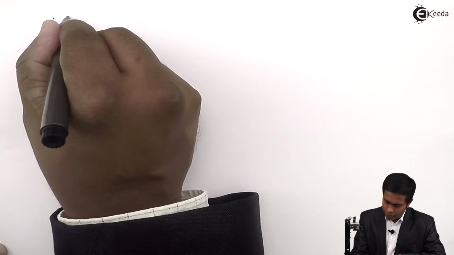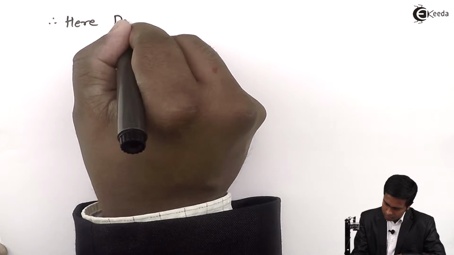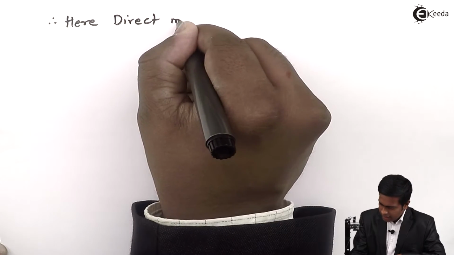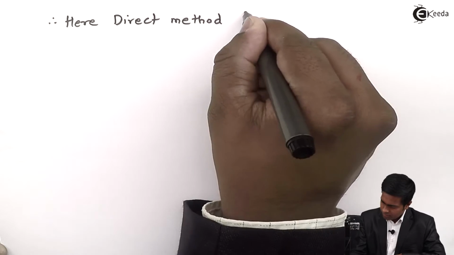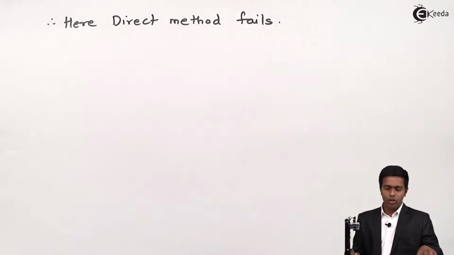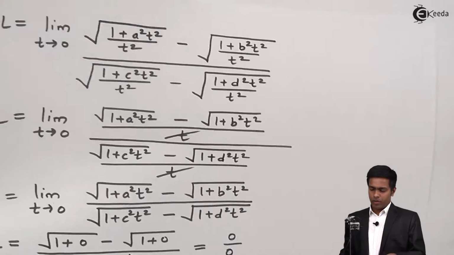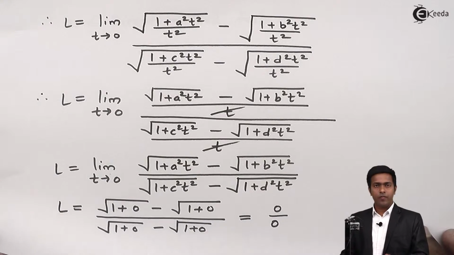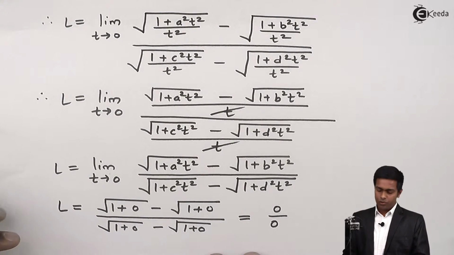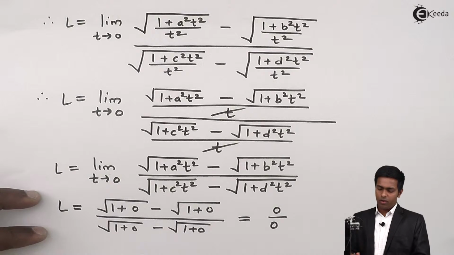Therefore here the direct method fails. So now, since the direct method fails, we have to look for some other method. So for that, we'll again observe the term.